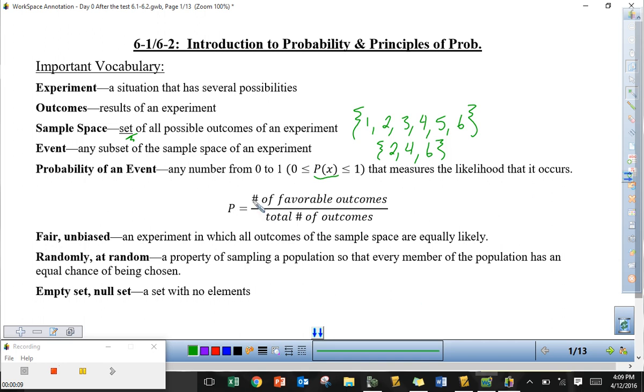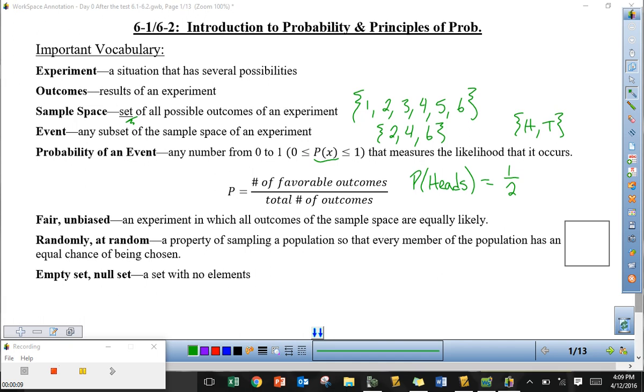Another way we can represent this is as a fraction. The probability is equal to the number of favorable outcomes over the total number of outcomes. So let's take, for example, the probability of getting a heads when flipping a single coin. The number of favorable outcomes, that's the heads. When I flip a coin, I get heads or tails, and the only favorable one is getting a head, so that's 1. The total number of outcomes would be 2 because I could get a heads or a tails. So the probability of getting a heads is 1/2.